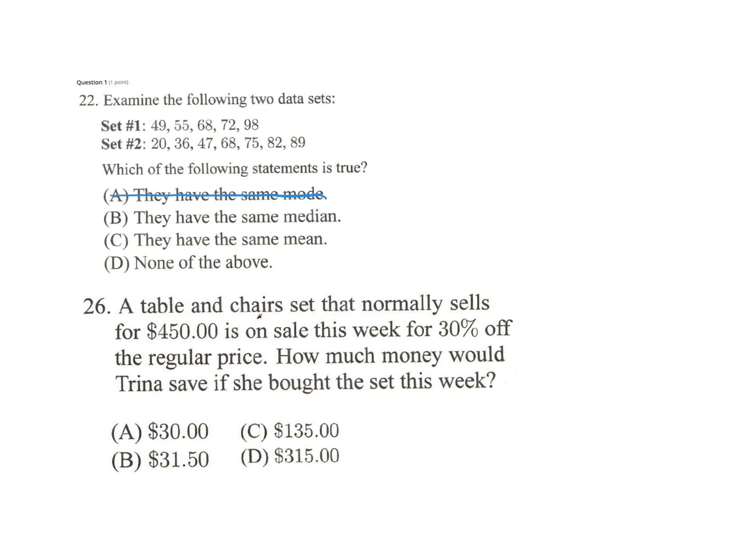Next up, it says they have the same median. Now, the median is going to be the middle value. So in set number 1, the middle value is 68. In set number 2, it's also 68. So that one's true so far. But I want to check the last statement, which says they have the same mean.